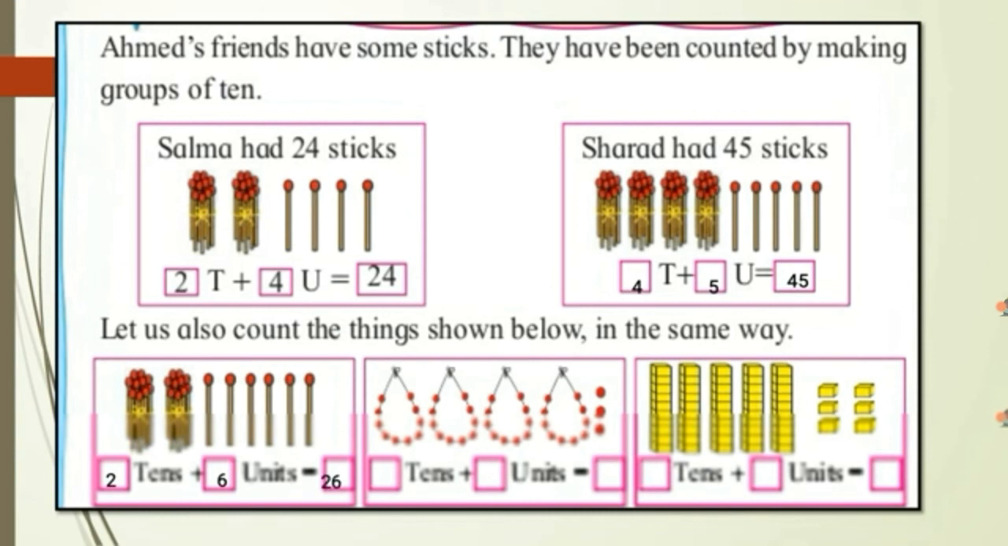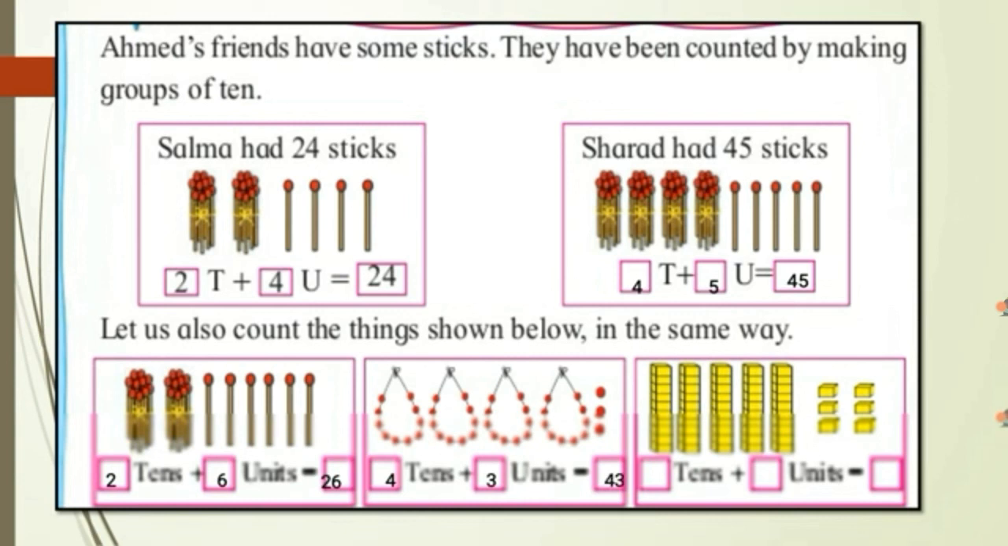You can see some strings are here. So we count all the strings. Each string has 10 things in it. Okay. 1, 2, 3, 4. There are 4 tens. And how many units are here? 1, 2, 3. 3 units are here. So we get the number 43.